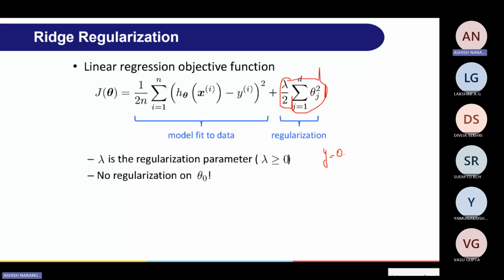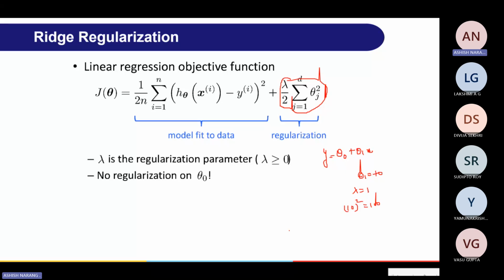Now, let me take an example. I'll take a simple example: y is equal to theta 0 plus theta 1 x, right? Now, without regularization, let's say theta 1 is 10. And let's assume this could be a large weight which can overfit. Now, lambda value is 1, let's say. So if theta 1 is 10, then 10 square, theta j square, is 100.